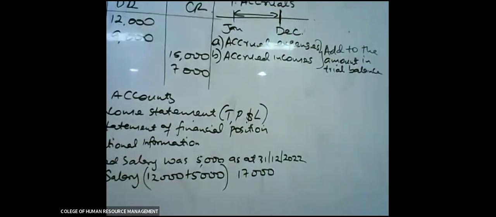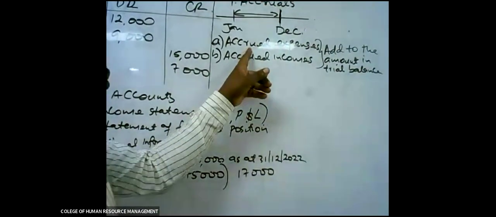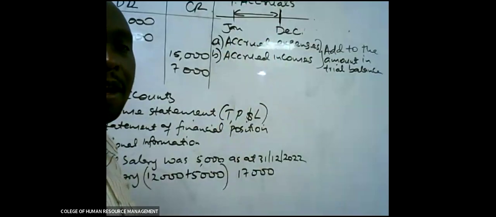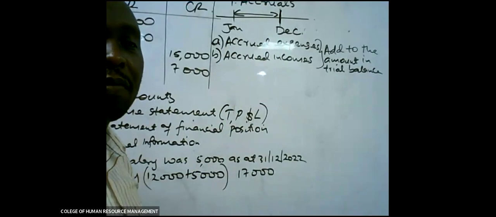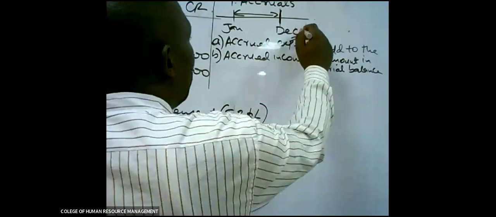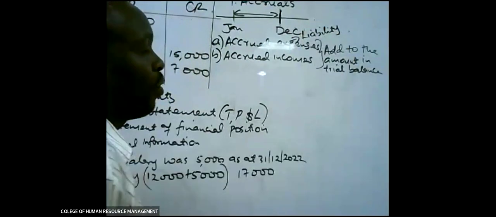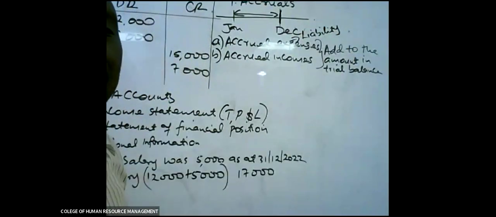Then you will agree with me. This accrued expense, remember it is not yet paid. So from the business point of view, this one should be treated as a liability. That one should be treated as a liability because it's an amount that we have not paid. And anything that we owe somebody or a third party is considered to be a liability. So this one is a liability.